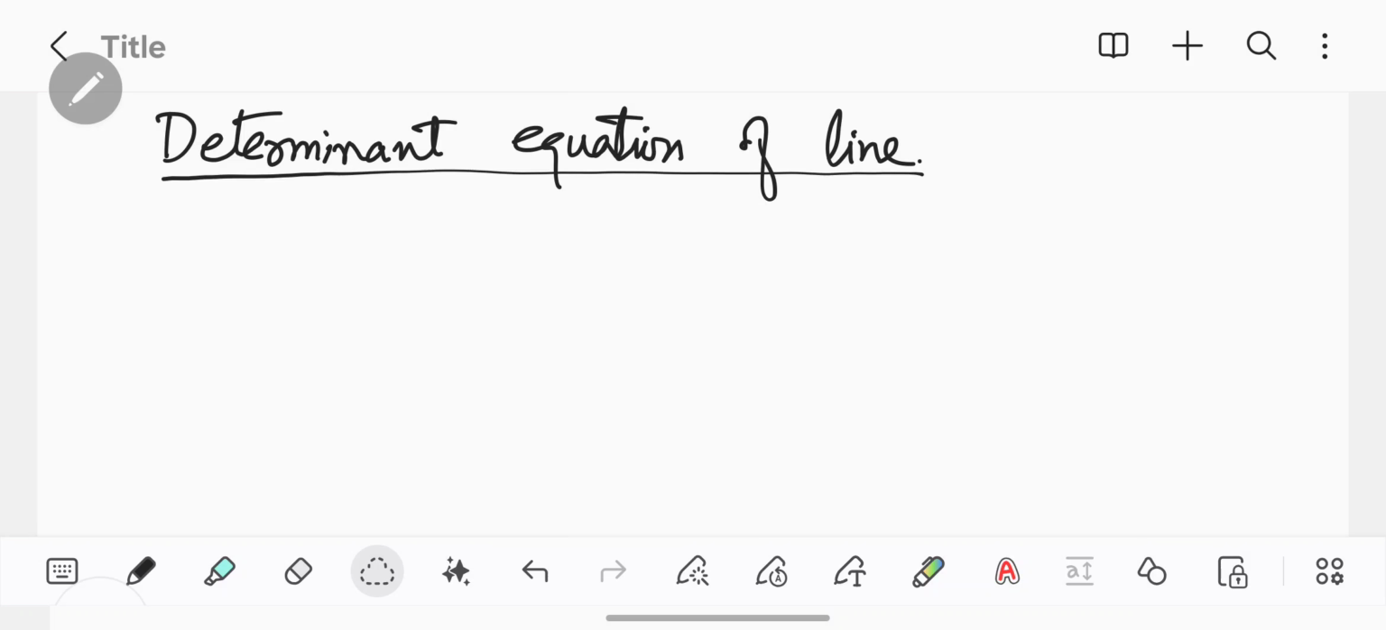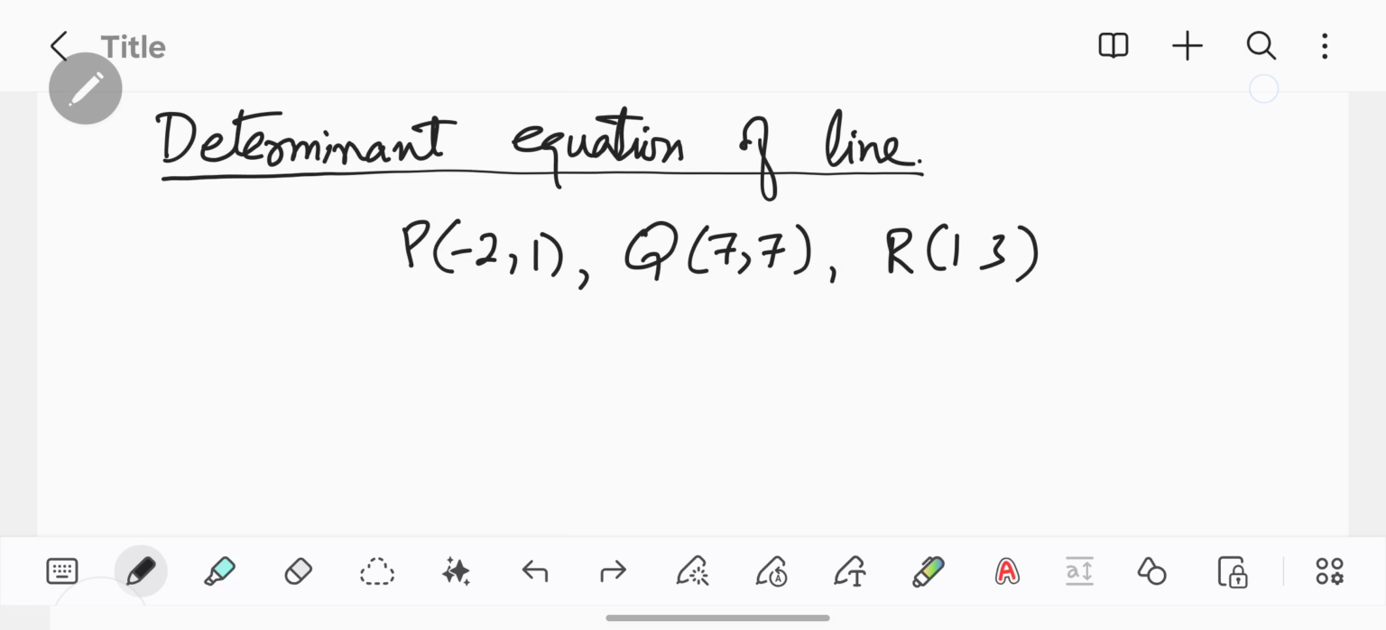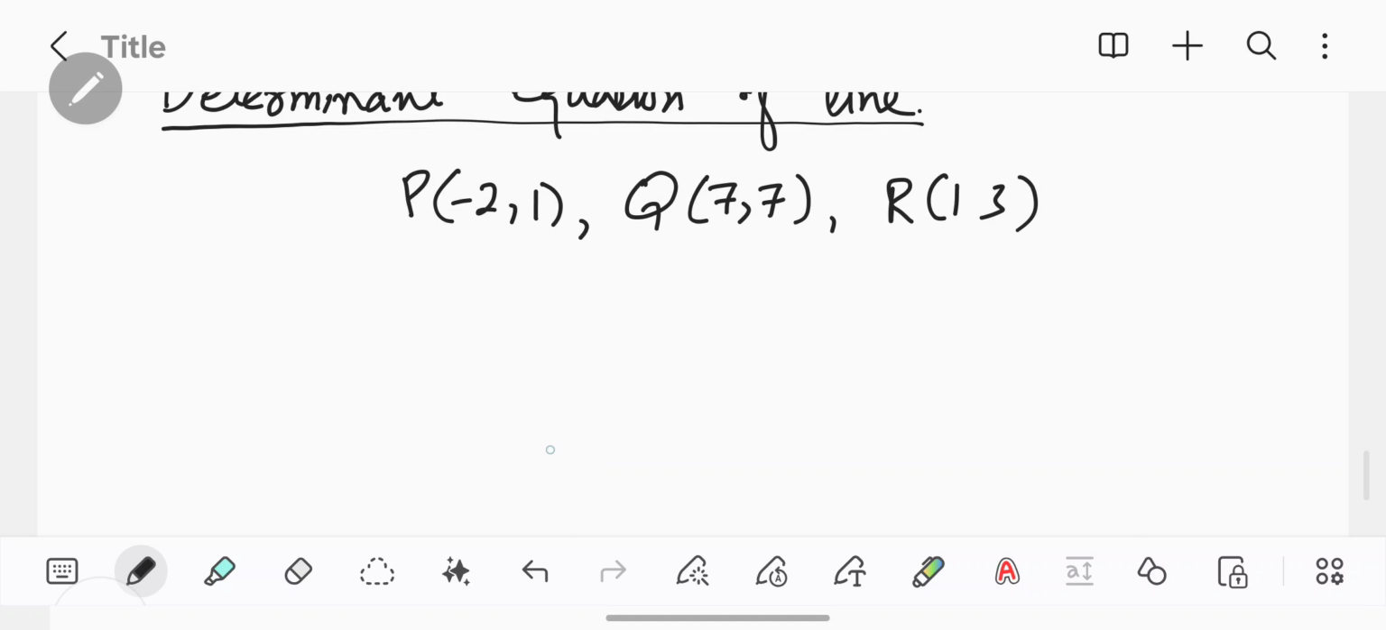Hello, in this video we will talk about the determinant equation of a line. Suppose you are given three different points and you want to check whether these three points are lying on the same line or not.